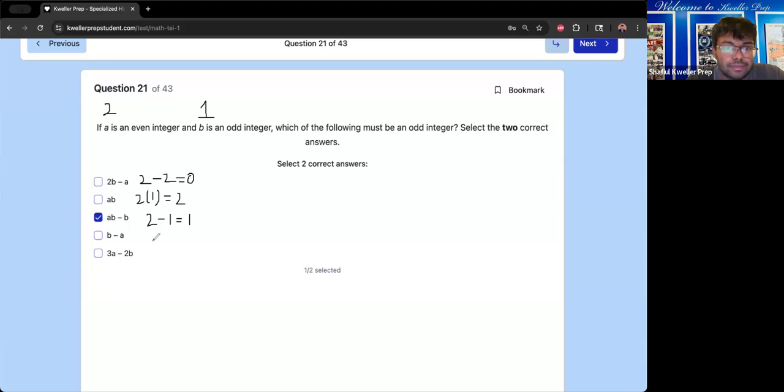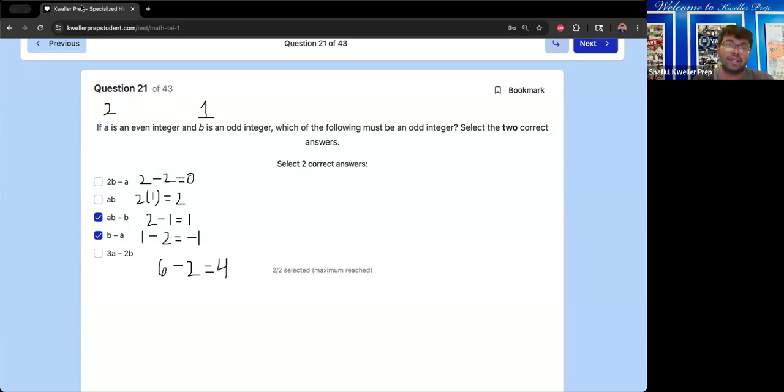B minus A. This is -1, and -1 is odd. And then let's just try the last one. 3A minus 2B, 6 minus 2 is equal to 4. So I just did all of them out.